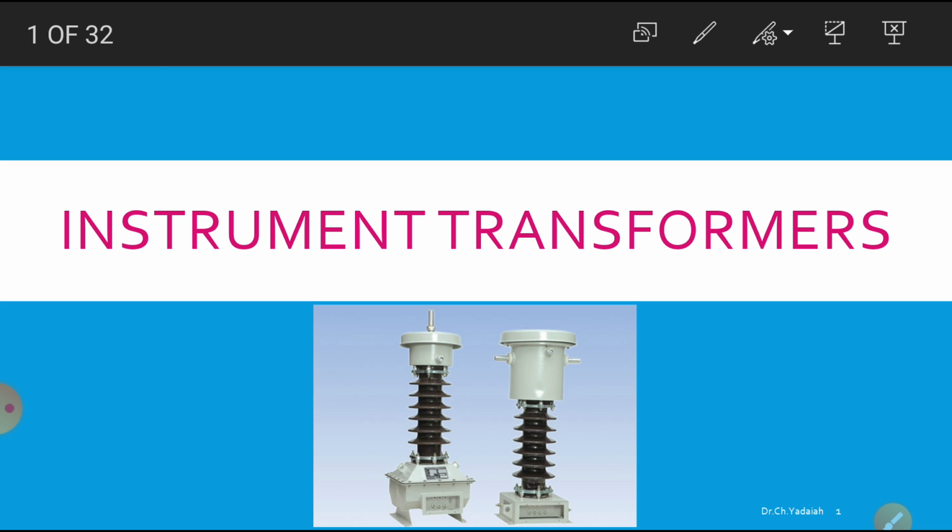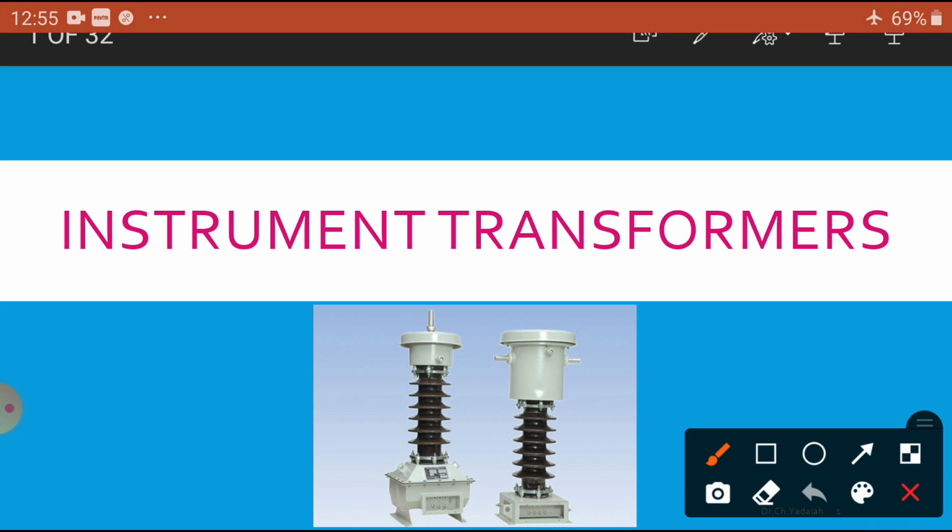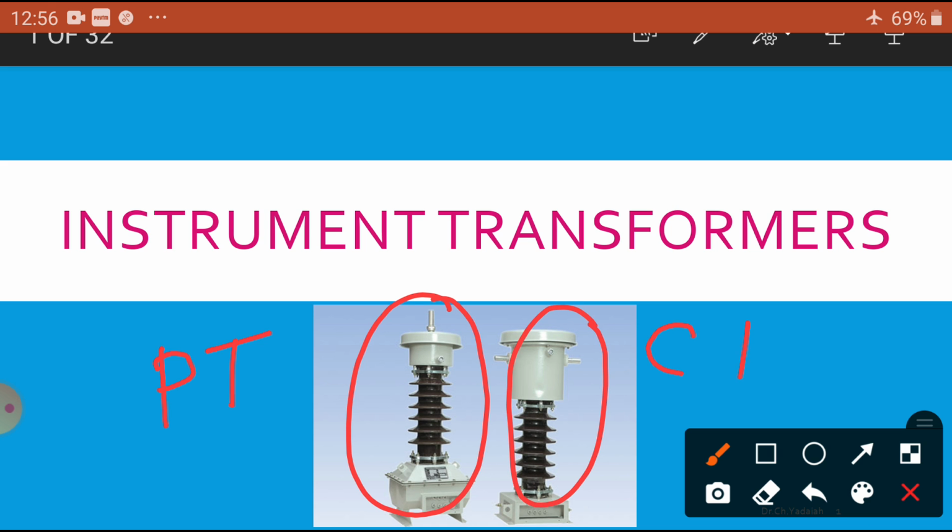So you can see the figure here itself. This is a PT, potential transformer. This is a CT, current transformer. The PT will measure voltage and the CT will measure the current. These are the two basic instrument transformers used in our electrical field.